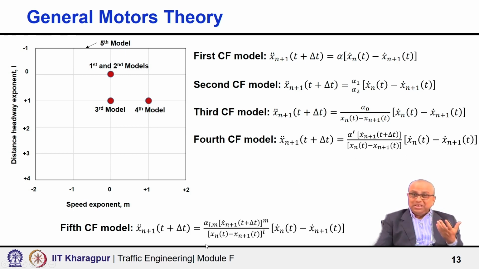So, the fifth generation model is actually a generalized model and all the first, second, third and fourth generation models became special cases of the fifth generation model, depending on what value of speed exponent and what value of distance headway exponent you are taking.